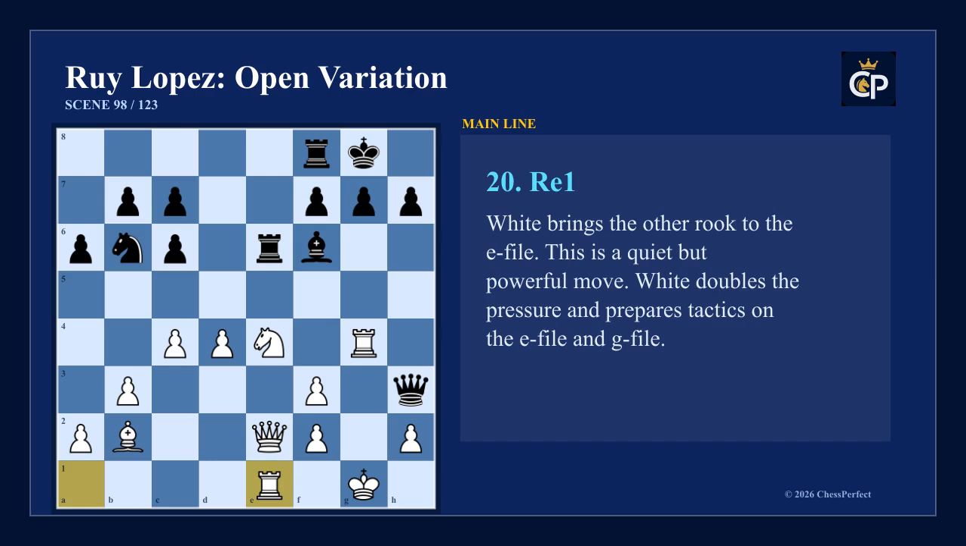Rook e1. White brings the other rook to the e-file. This is a quiet but powerful move. White doubles the pressure and prepares tactics on the e-file and g-file.